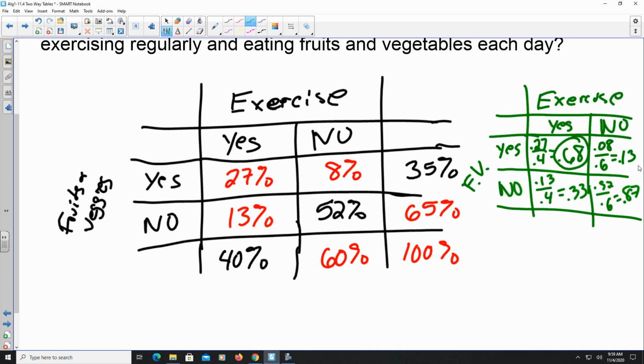And that is being able to interpret two-way tables.